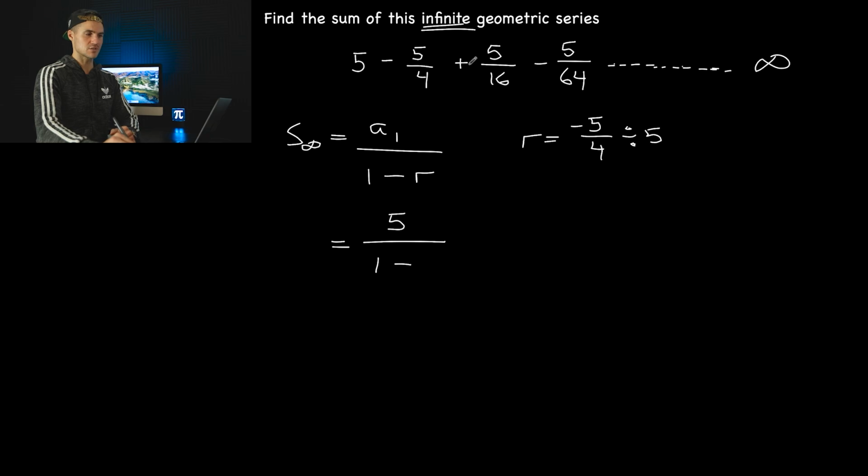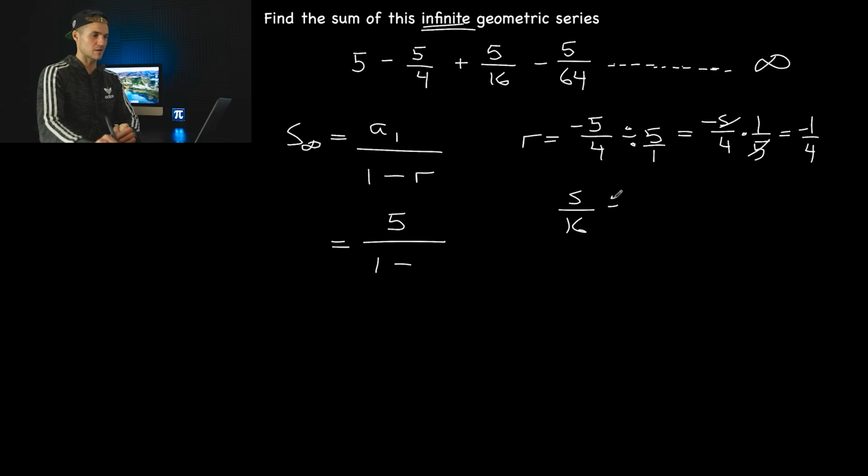And be careful with your signs here, right? Because there's alternating negatives and positives. So this would be what? This is like dividing by 5 over 1. So it's like negative 5 over 4 times 1 over 5. 5's cancel out. Negative 1 over 4. Right? Or we could take, let's say, 5 over 16 divided by negative 5 over 4, the previous term, which would be like 5 over 16 times negative 4 over 5, multiplying by the reciprocal, the 5's cancel out, negative 4 over 16, that simplifies to negative 1 over 4, right?